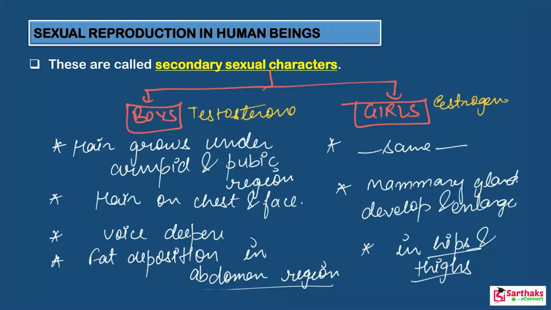Okay, clear? And who secretes this hormone? Okay, yes, tell me. This hormone testosterone is secreted by the testes. Okay, while the estrogen is secreted by the ovaries. Yes, very good beta.